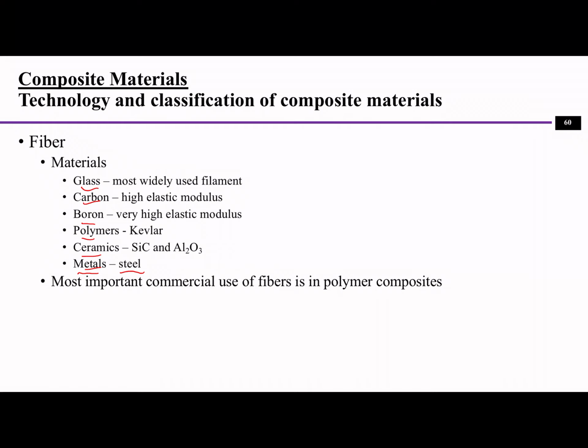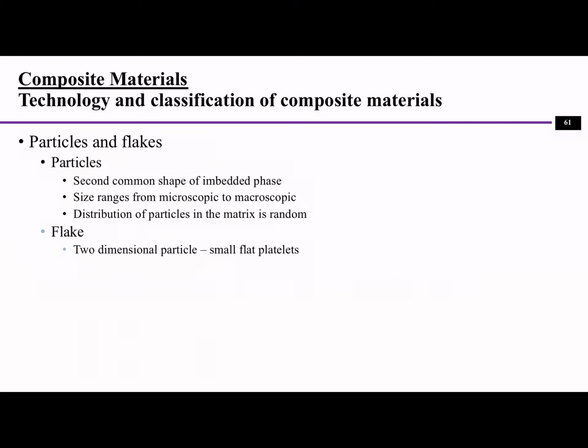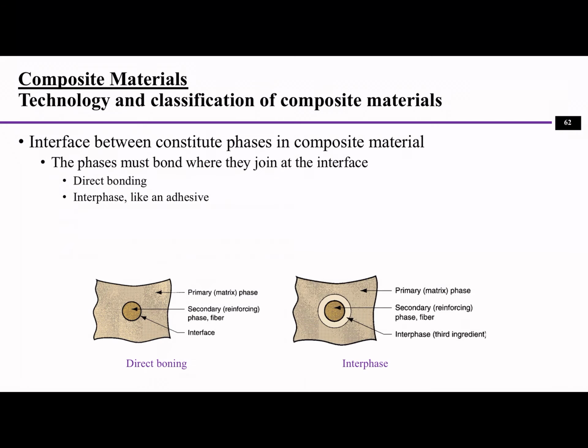For ceramics, like silicon carbide, alumina. And if it is carbon, it can increase the elasticity, the modulus. Another two forms or shapes are particles and flakes. Just make sure you know these two shapes are also used.